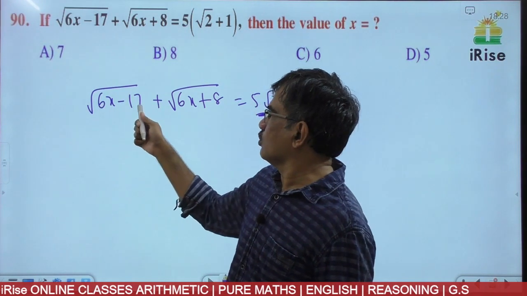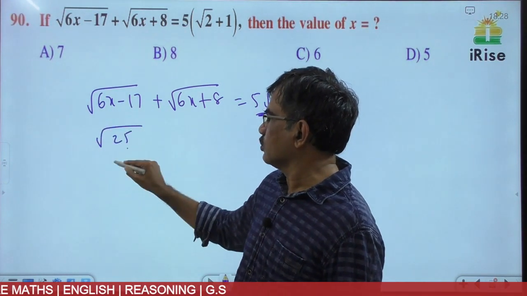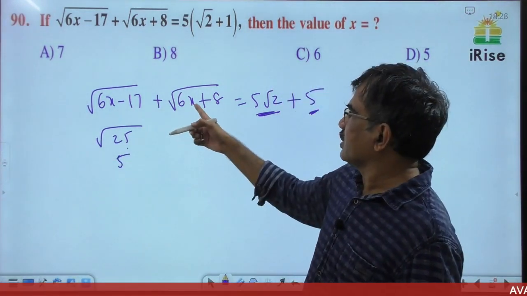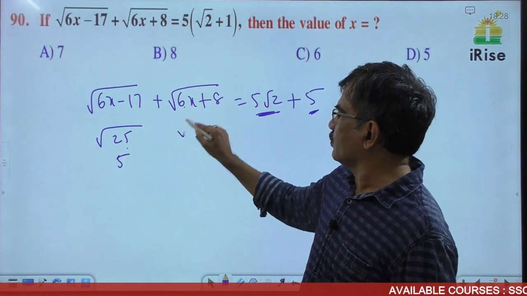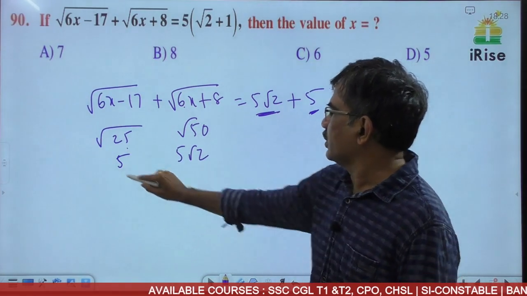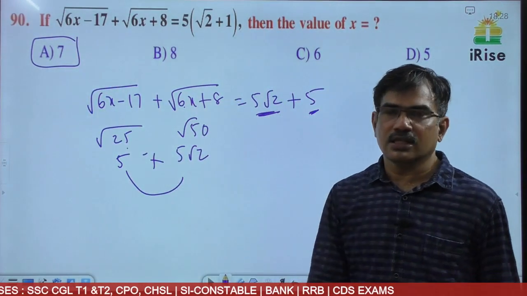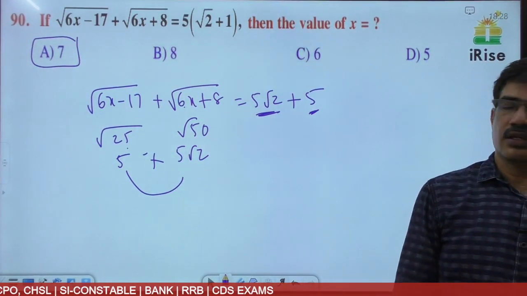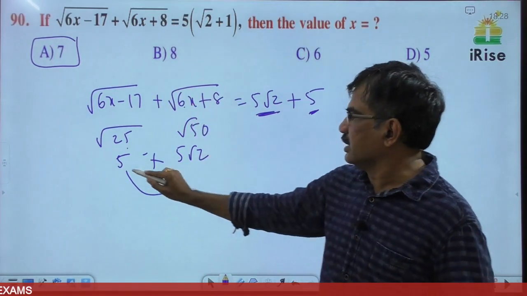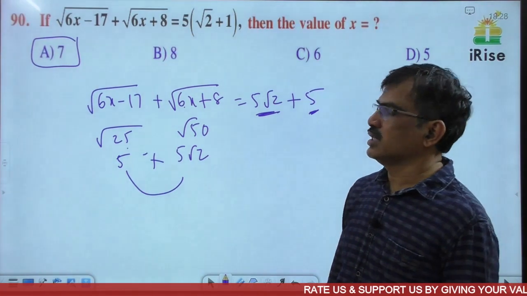7 6s are 42 minus 17. 42 minus 17 is 25. Root 25 is 5. So satisfied. And if you put a 7 here, 7 6s are 42 plus 8, root 50. Root 50 can be written as 5 root 2. So 5 plus 5 root 2 is the answer. So the answer for this question is 7. Okay. If you put any other value, you don't get an integer part. So the answer for this question is 7.